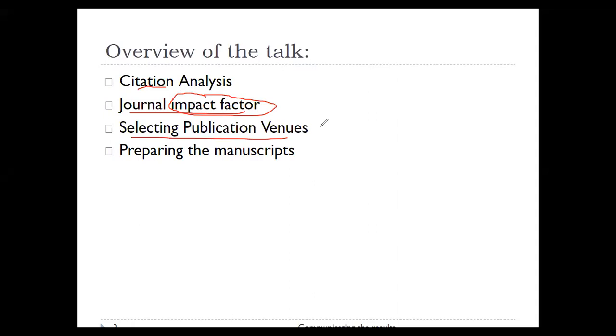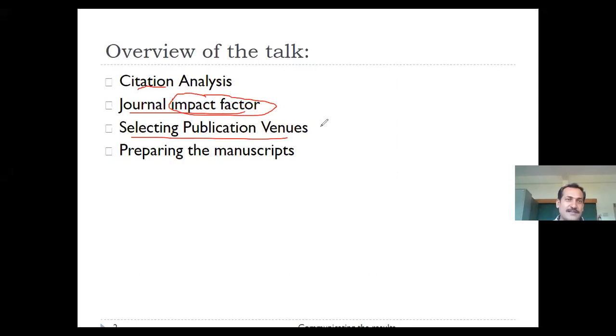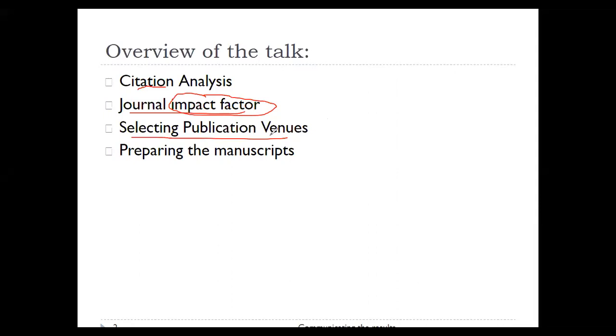The more the impact factor, the better the journal. So we should always try to publish our results in journals with a higher impact factor.